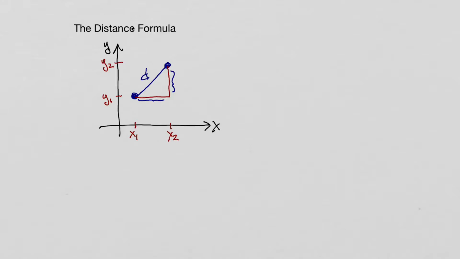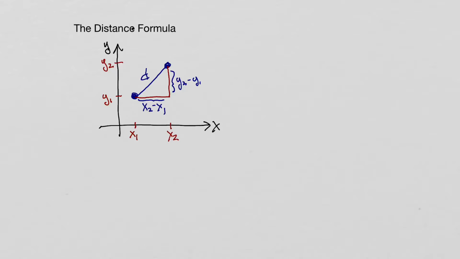So let's think about this. What if this was 3 and this was 10? How long would this be? Well, if this was 3 and this was 10, you're thinking 7, and the way you would get to 7 would be 10 minus 3. But now we're more general, so instead of 10 and 3, we have x2, x1. So we're going to write this as x2 minus x1.